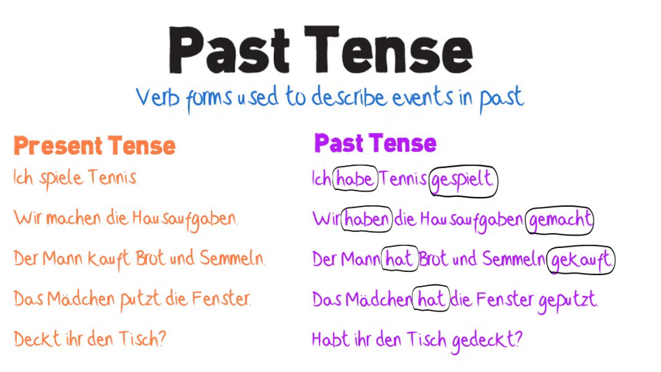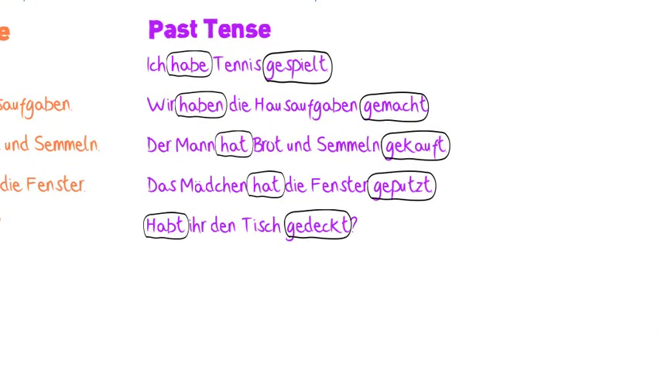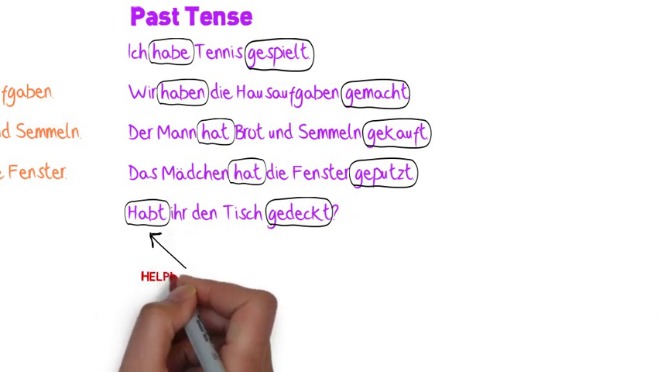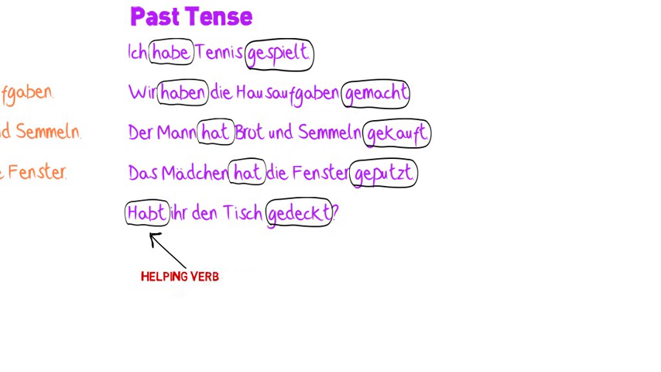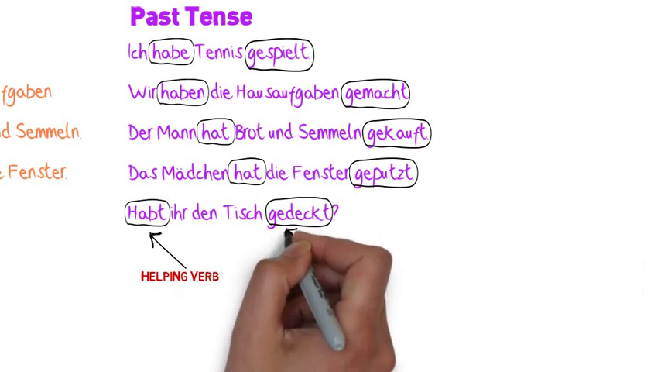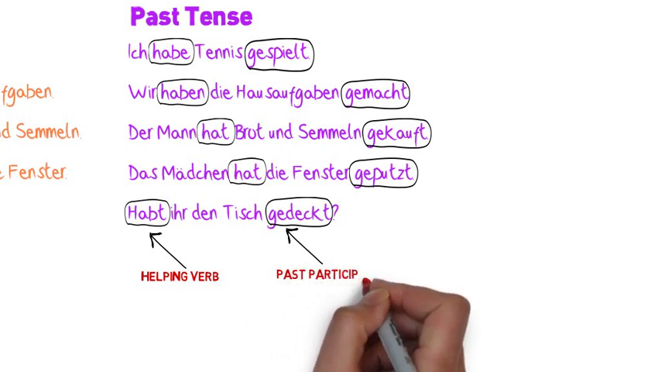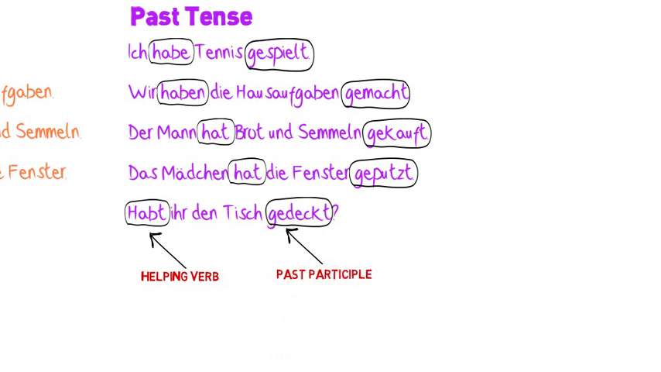The form of haben is what's known as the helping verb in the past tense. And the other form, the one at the end, is known as the past participle. Using these two verbs together, helping verb and past participle, creates the past tense form known as the present perfect tense.